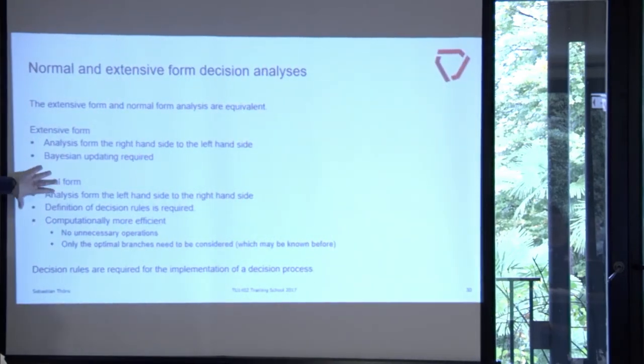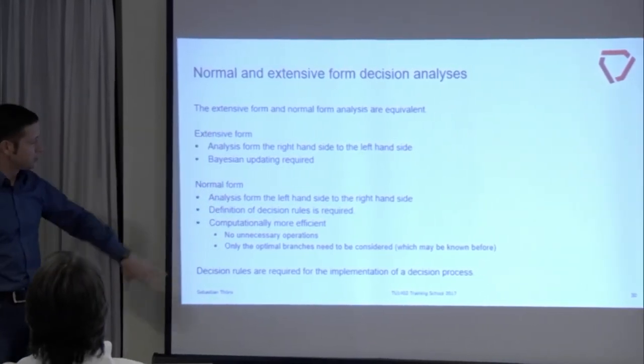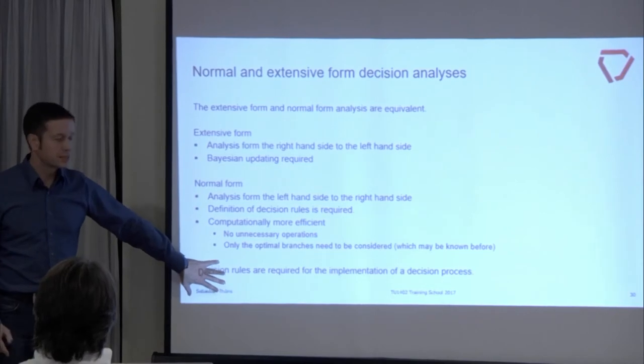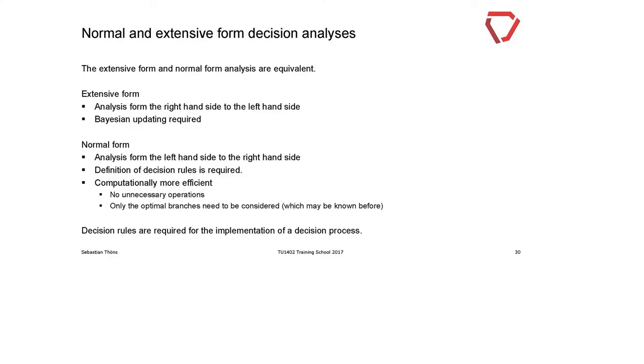But here for the normal form, so this is normal form, extensive form, and this comment goes to what you also found out in a practical situation. When we go there, we will get an indication and we will need to know what this means or what we should do. And that's why for the practical implementation, we also need the decision rules.